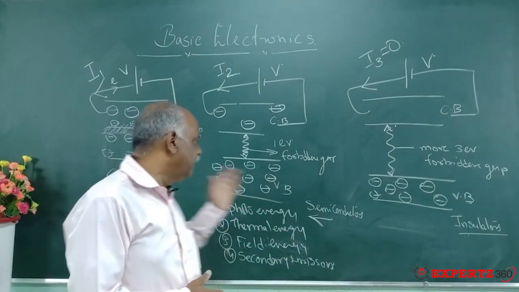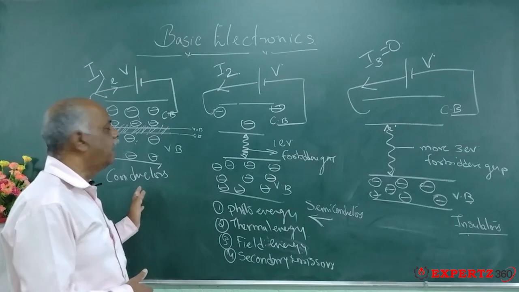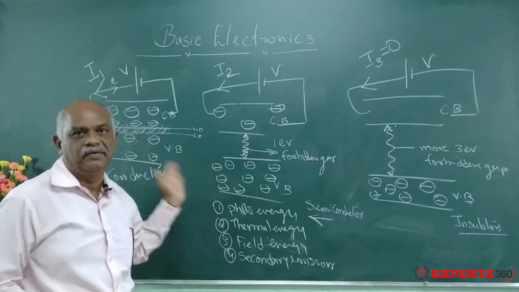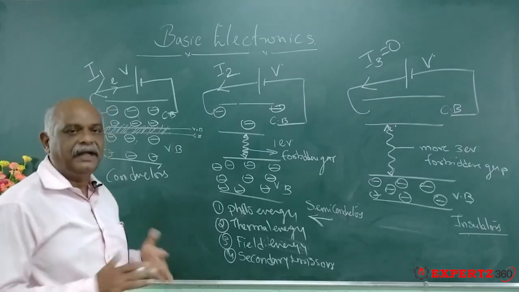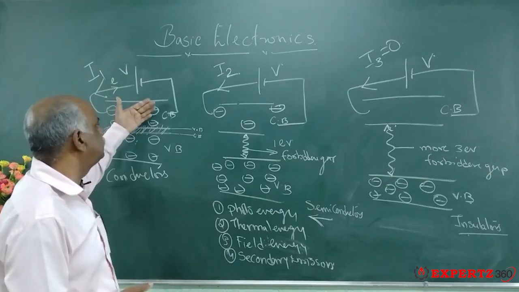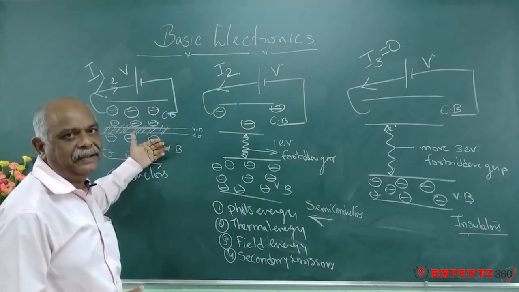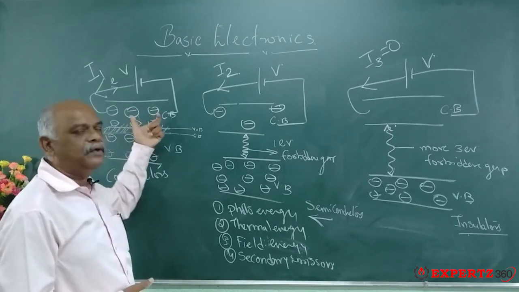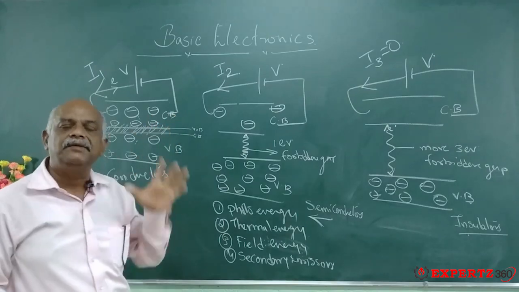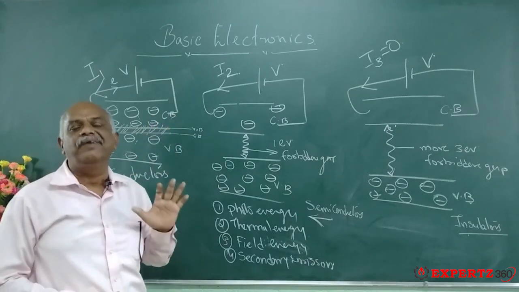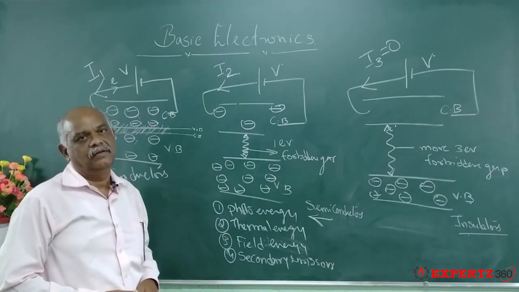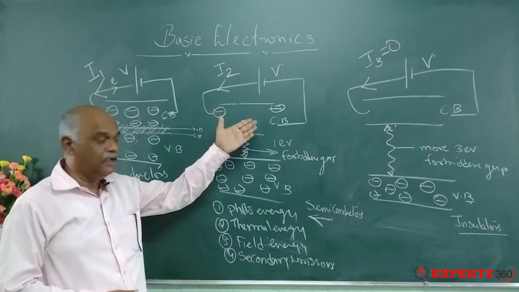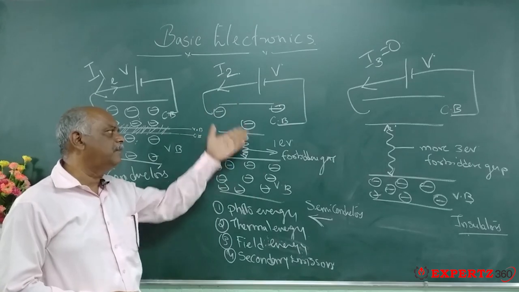In conductors, I will tell according to energy band. And these are the energy band diagrams I have drawn. According to the energy band diagram, in conductors, the conduction band and the valence band overlap each other. Therefore, the electrons in the valence band can jump into the conduction band, and the conduction band contains plenty of free electrons.